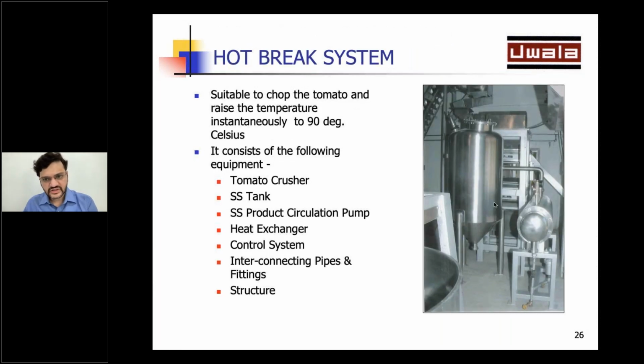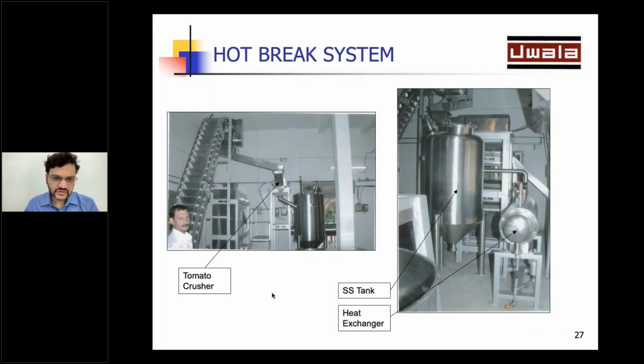This is what a hot break system would look like. The machines involved as part of it are the crusher, the tank, the recirculation system, the heat exchanger, the control system, the interconnecting pipes and fittings, and the structures. I will not go into the details of the hot break system because our essential focus is mango processing. But if there are any questions around it, I'll be happy to take those. This is how the hot break system looks as part of the line.